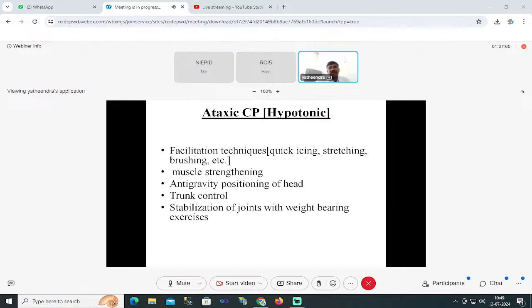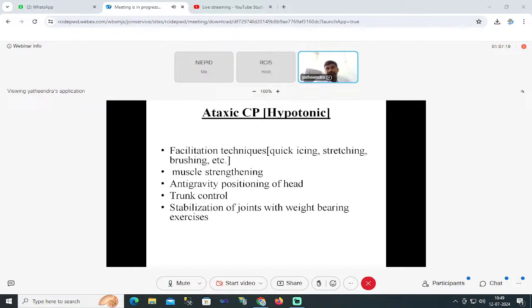When you come to the ataxic or hypotonic CP, here the tone is decreased. Now the target is that the tone we need to increase. In the previous slide, I was telling you how to decrease the tone. Now in this slide, we need to see how we can increase the tone. So we need to facilitate the tone. These are called the facilitating techniques we need to use.